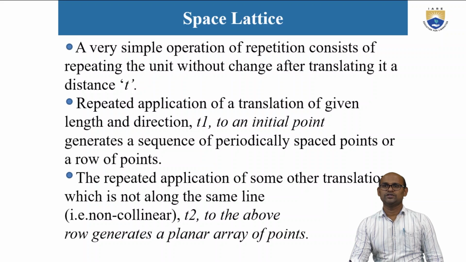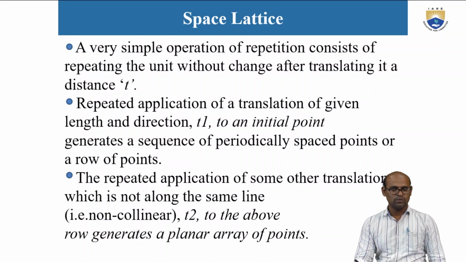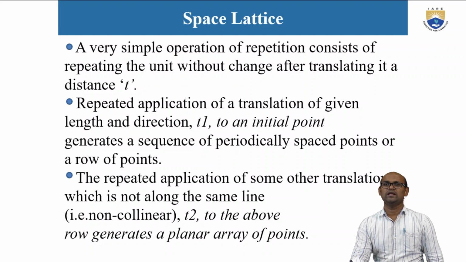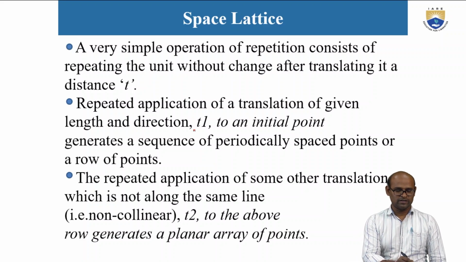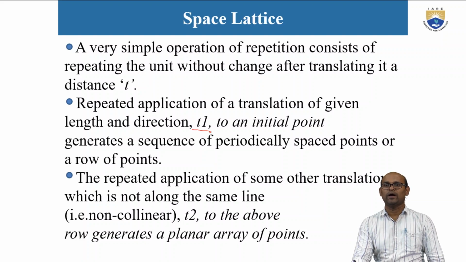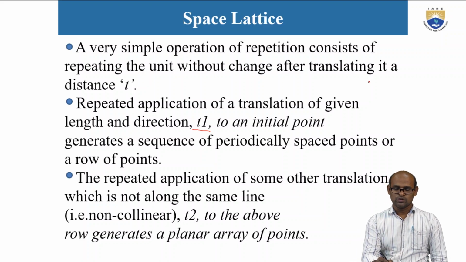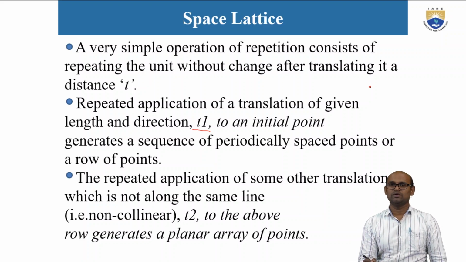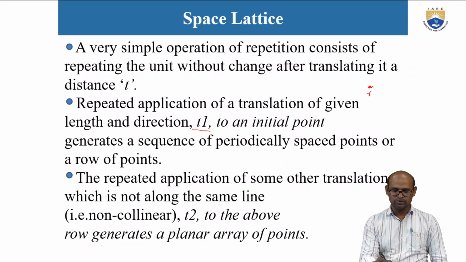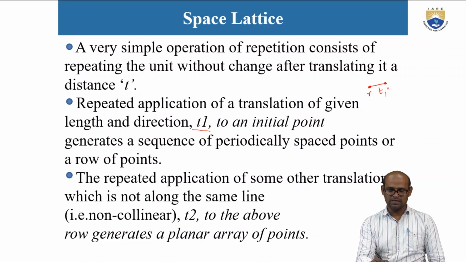A very simple operation of repetition consists of repeating the unit without change after translating it a distance t. Repeated applications of translation of a given length and direction, for example of some length t1, to an initial point generates a sequence of periodically spaced points, or a row of points. I start from an initial point R, and translate this point by a distance t1. So I get the point at r plus t1.